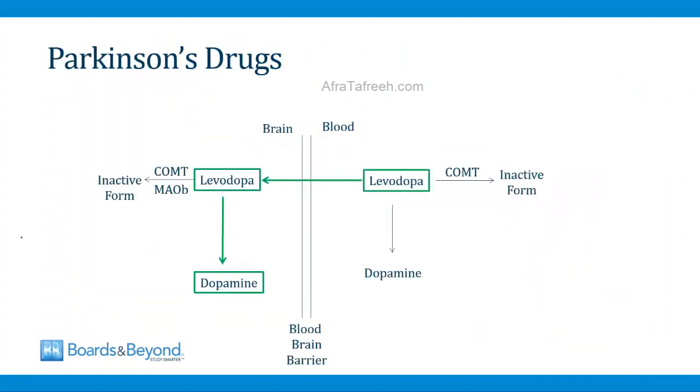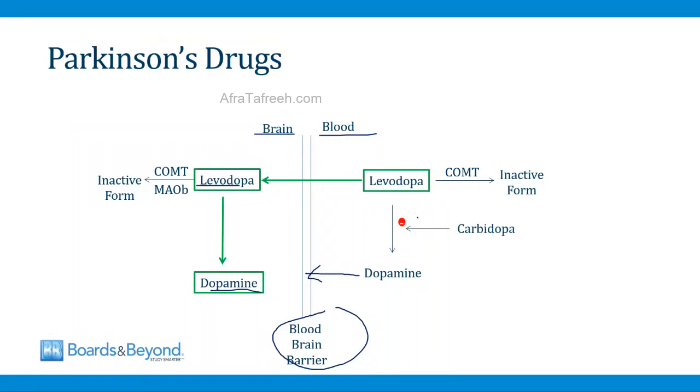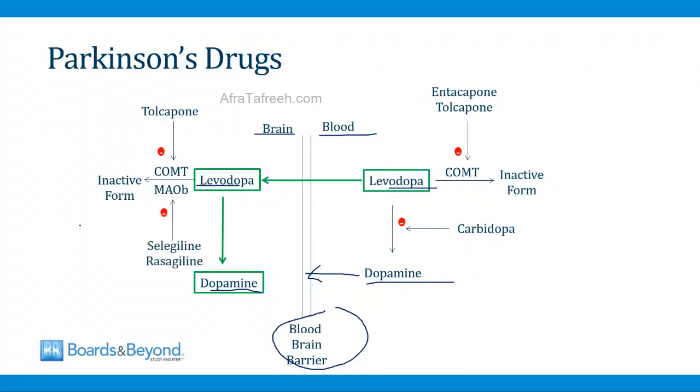So here's a summary slide to remember how all the Parkinson's dopamine drugs work. So you've got the blood here and the brain here, and this is the blood-brain barrier. Dopamine cannot cross the blood-brain barrier, so that's why you give levodopa. It will cross into the central nervous system where it will be converted into dopamine. By giving it together with carbidopa, you inhibit the peripheral conversion of levodopa to dopamine so that it's free to go into the central nervous system. And then when you use COMT inhibitors, they block the breakdown of levodopa peripherally or centrally into inactive forms. And when you give MAO-B inhibitors, they also block the breakdown of levodopa, this time in the central nervous system only.